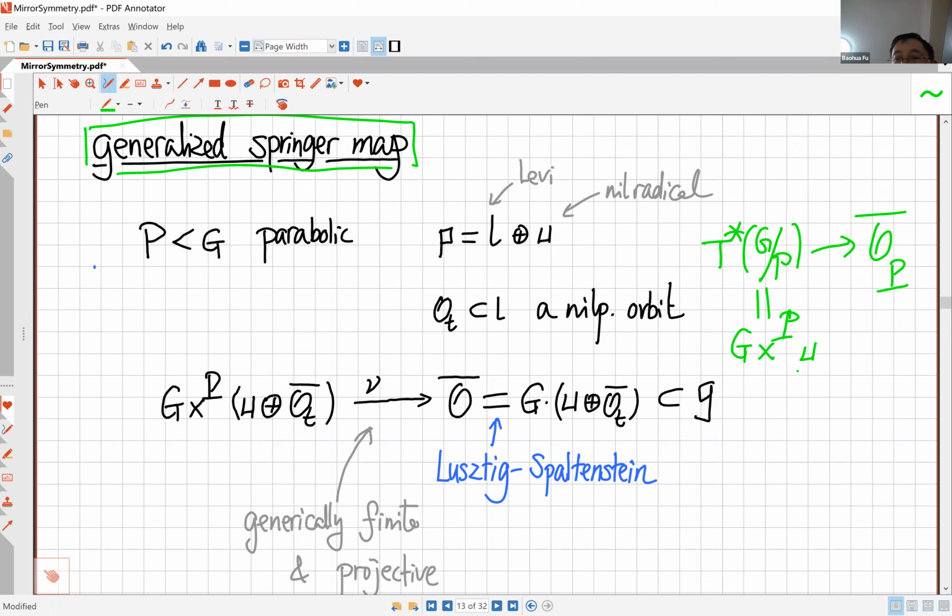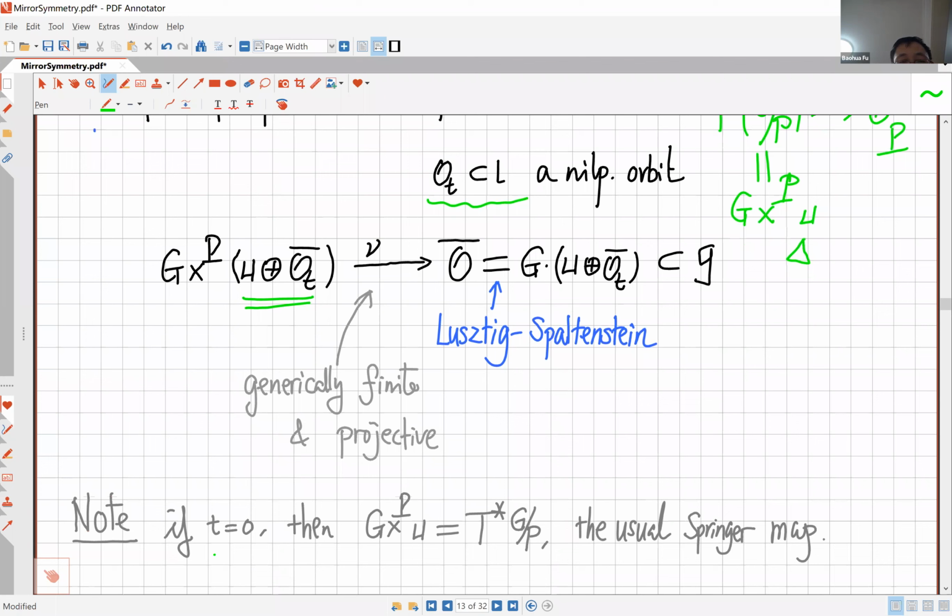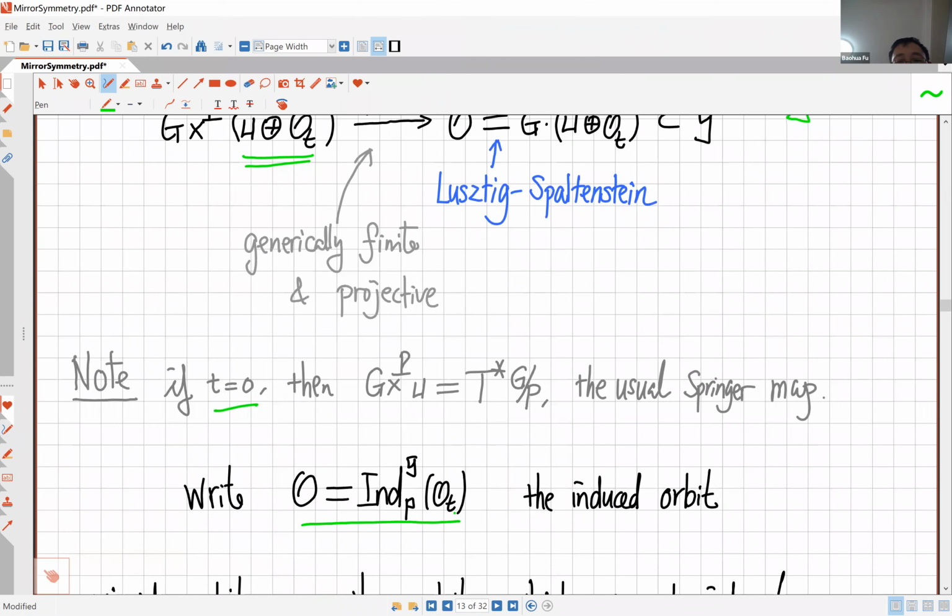The generalized version means we plug in something else here. This replaces U by adding a further nilpotent orbit, but this nilpotent orbit is a smaller one inside the Levi part of this parabolic algebra. Then Lusztig and Spaltenstein showed this map is again generically finite, and the image is a nilpotent orbit closure. In this case O is called an induced orbit. If the small orbit is zero, then this gives just the usual Springer map.